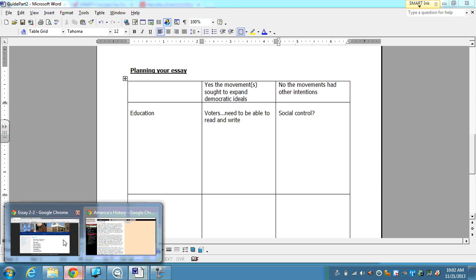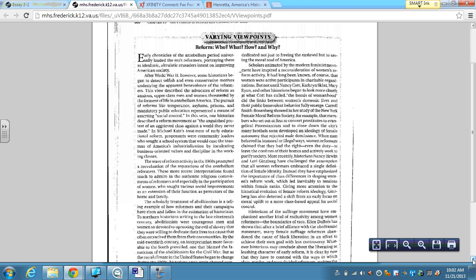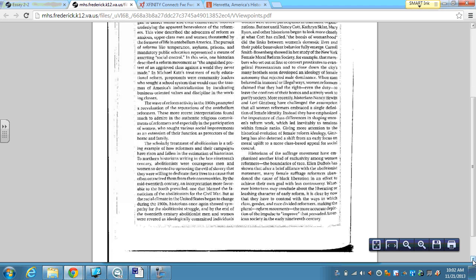Now, if you read one of the sources online, The Varying Viewpoints, this is from the old textbook, it talks in a nutshell. This is your essay in like 1 page, and it talks about some of the issues. And it talks about how some historians, depending on the time period that you're looking at, have found different motivation within some of the reform groups. So this will be a really helpful essay, give you some ideas maybe about how to look at these reform movements, and it might give you some ideas for how to divide up your essay.